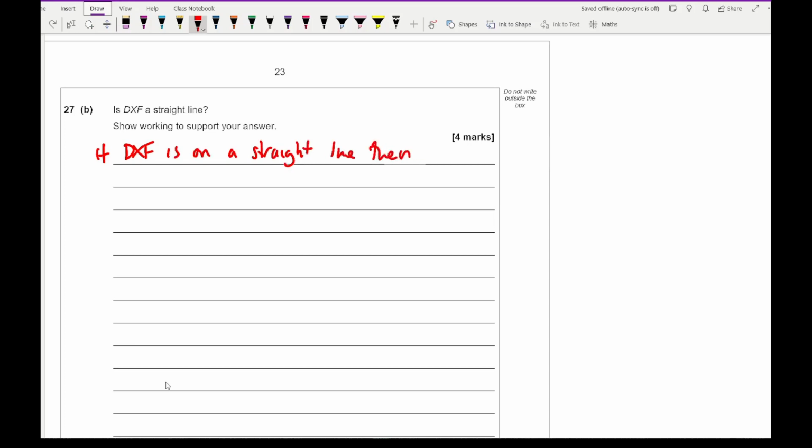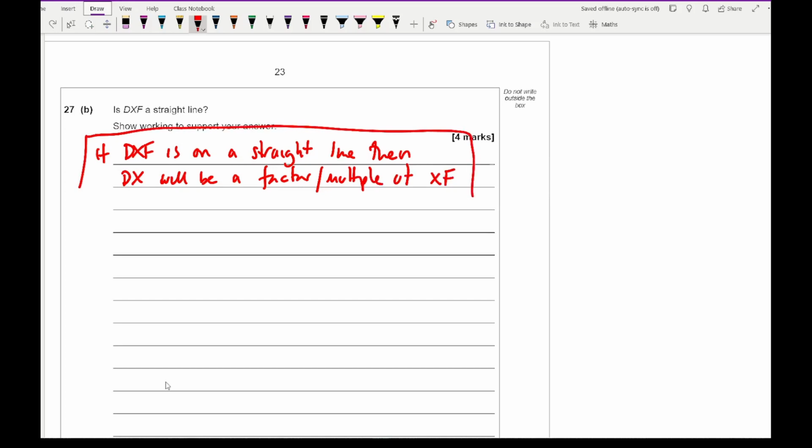then df will be a factor or multiple of xf. So this is the fact, or the proof, that I'm going to be using to see if dfx is on a straight line.